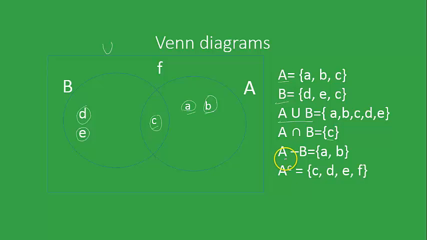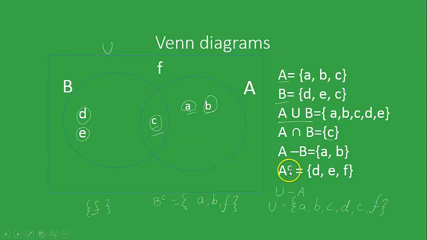The second last set is A minus B, which consists of elements contained in A but not in B. So as you can see from the Venn diagram, the elements which are contained in A are A, B and C, in which C lies in set B also. So A minus B consists of only A and B. The A complement consists of elements which are present in the universal set and not in the set A, which is represented by D, E and F.